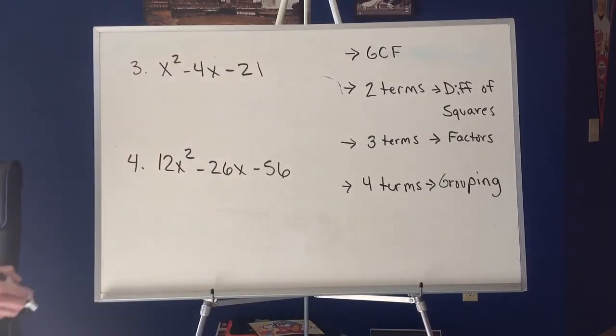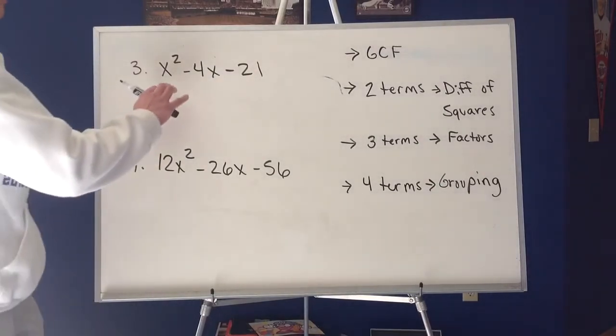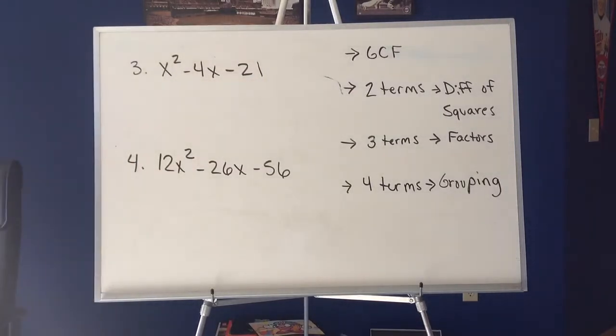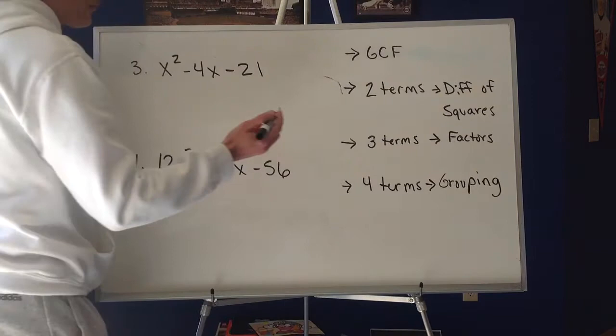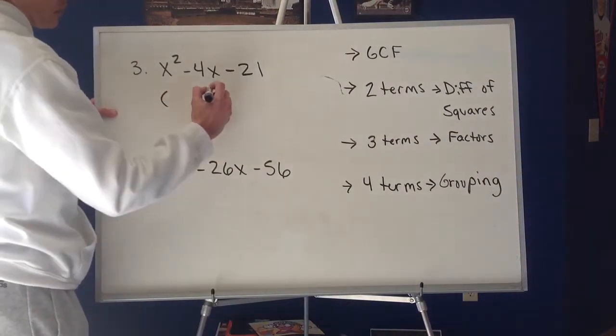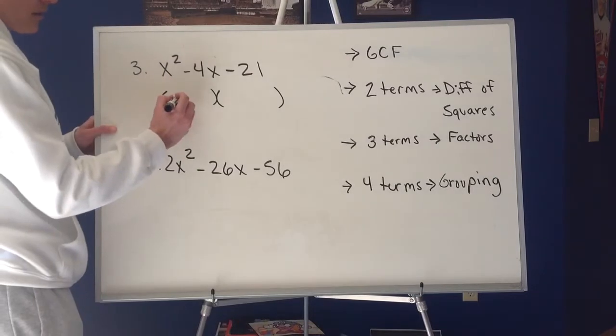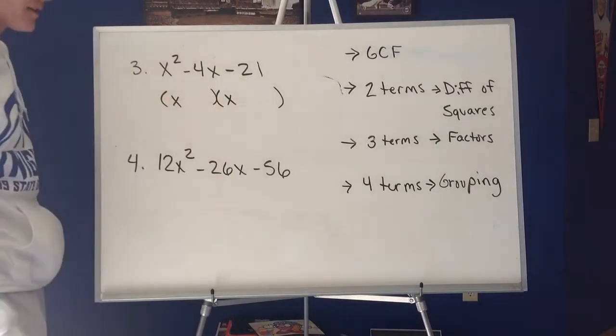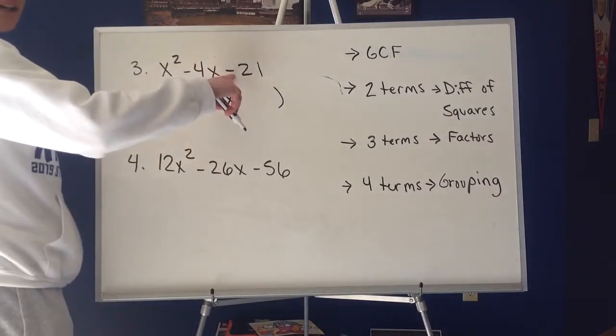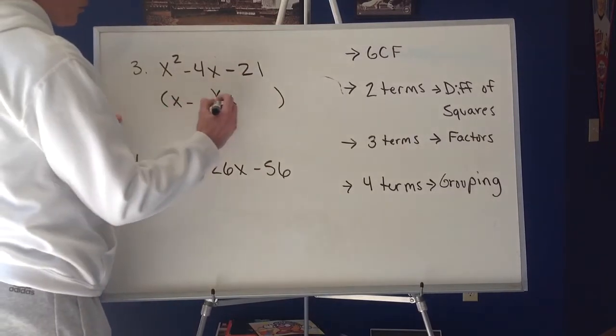Okay, so if you look at the top one again, look GCF. We do not have a GCF on this one. It has 3 terms though. If it has 3 terms, I'm going to be looking at the factors. Okay, so I'd go 2 sets of parentheses. This is just an x squared, so we just have an x and x. Remember, opposite signs because that's a negative 21.